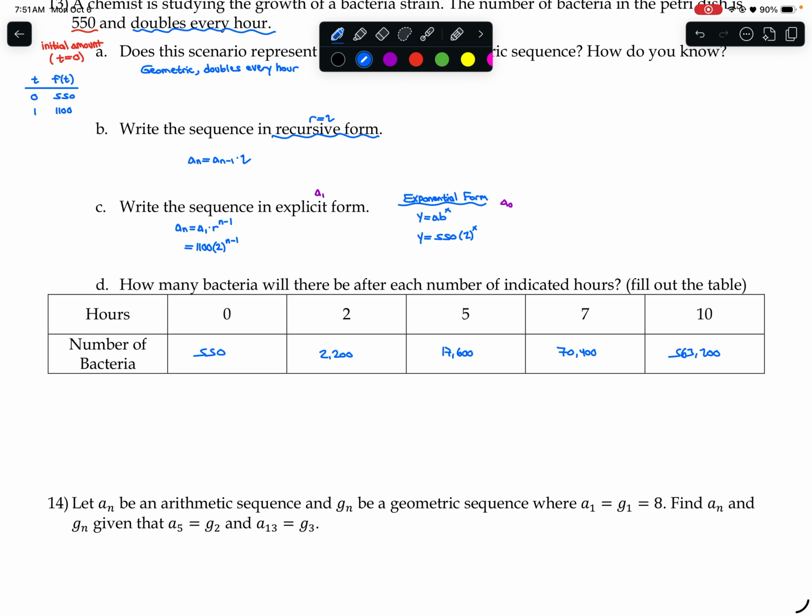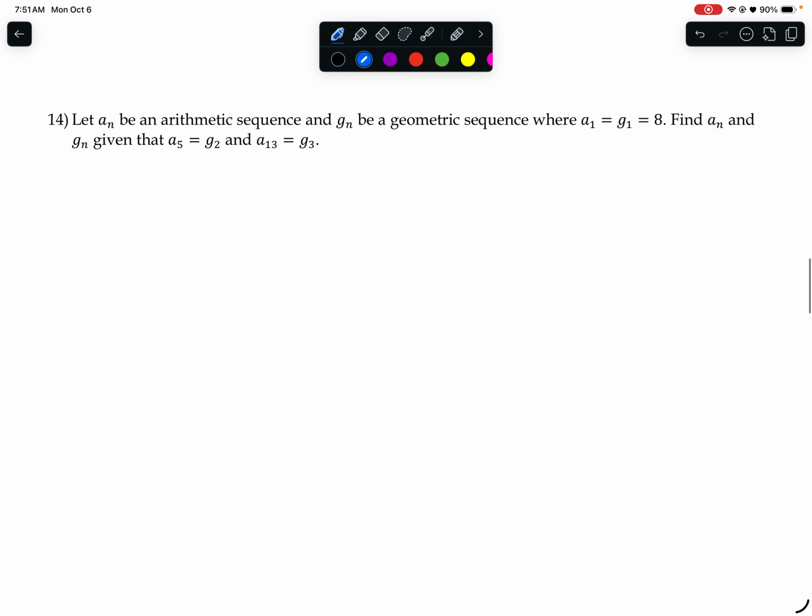Gross. So 14. Here is the fun one. You're going to let a sub n be an arithmetic sequence and g of n be a geometric sequence where a sub 1 equals g sub 1 equals 8. And you want to find a sub n and g sub n given that a sub 5 equals g sub 2 and a sub 13 equals g sub 3. So this is a lot. What did I just read?